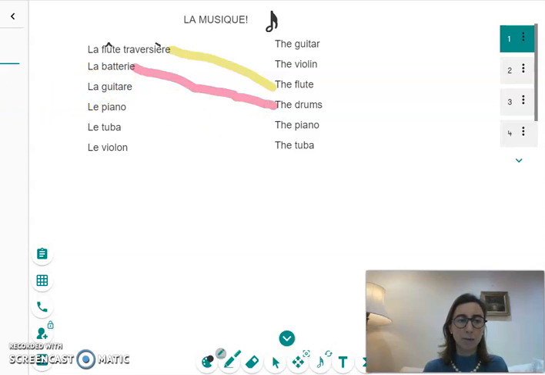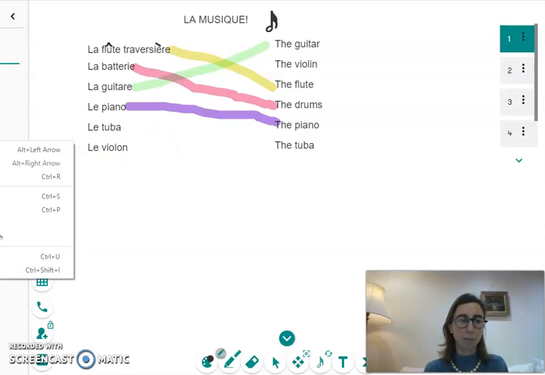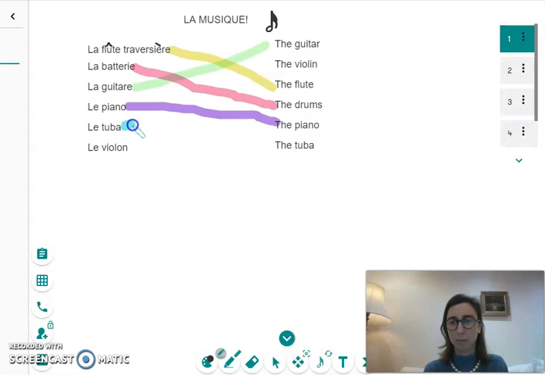La guitare, this one's quite simple. The guitar. Le piano, we've only got 1, 2, 3 to choose from, is the piano. Le tuba, that one's quite simple. And le violon, the violin. So there we go. We've joined up all these different words. We've given ourselves a little refresher of the words we've already learnt.